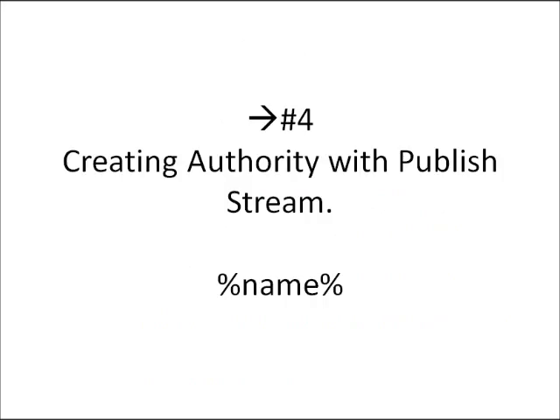All right, rule number four. It's not really a rule, but you should create authority with publish stream, and publish stream is what I just said: a page post, wall post, or a friend's post. Use the %name% feature.